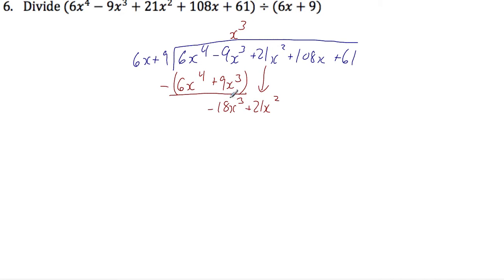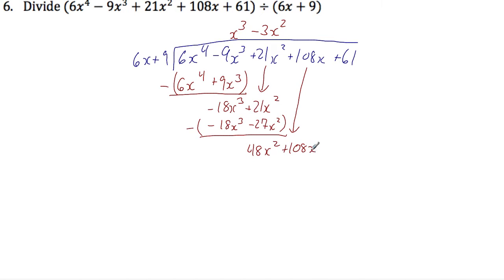Plus 21x squared, so negative 18x to the third divided by 6x is minus 3x squared. Minus 3x squared times 6x is minus 18x to the third. Minus 3x squared times 9 is minus 27x squared. And again, we subtract. First two terms cancel out, and we get 21x squared plus 27x squared as 48x squared. And we bring down the 108x.